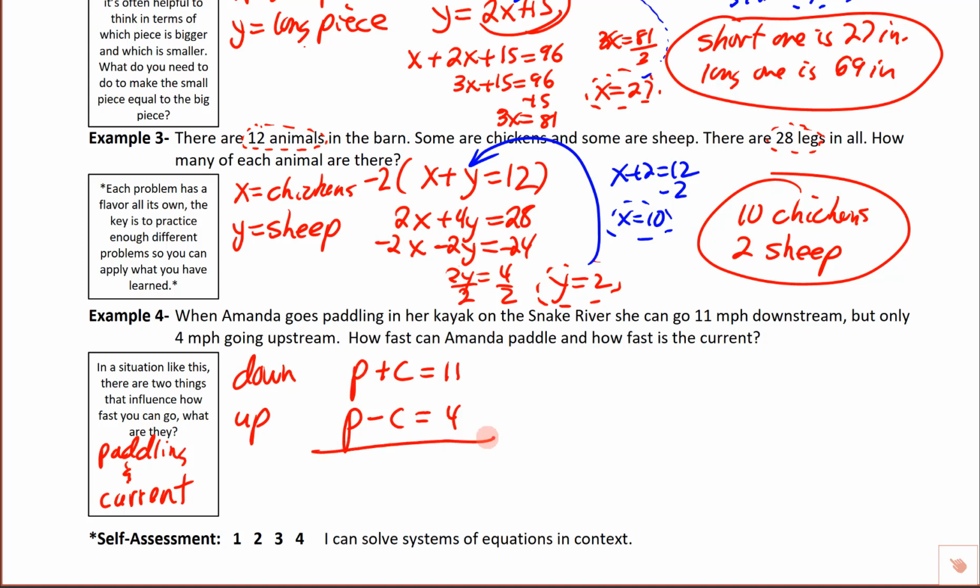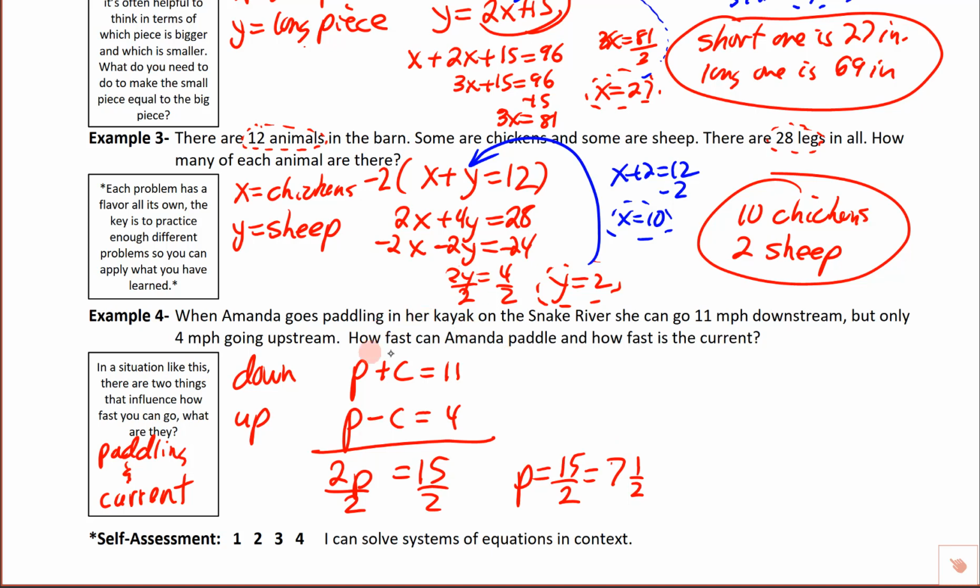This is set up for elimination. We're all set to go right here. So this is going to be 2p, and then on this side we're going to have 11 plus 4, so that's going to be 15. So we're going to divide by 2. So we end up with p equals 15 over 2. Now, this is a story problem, so it would be totally okay if we wanted to write this as a mixed number or as a decimal. So I'm going to go ahead and do 2 into 15. That goes in there 7 times with 1 left over, so that's going to be 7.5.